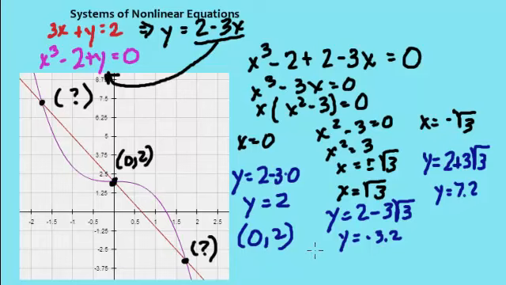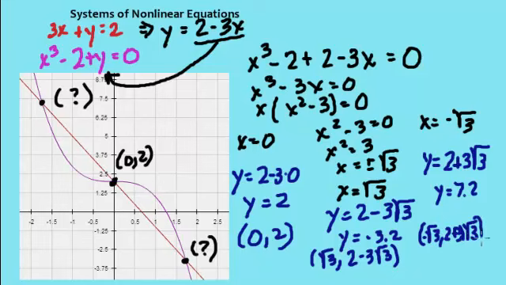So this means that my exact answer would be square root of 3 for x, and for y, 2 minus 3 times the square root of 3. For my other point, that would be negative square root of 3, and 2 plus 3 square root of 3. What a mess. All right. And that concludes our video.